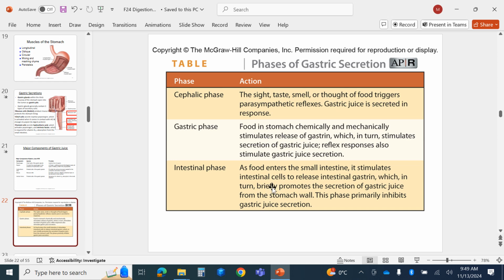Intestinal phase, now we're into the small intestine. As food enters the small intestine, it stimulates intestinal cells to release intestinal gastrin, which in turn briefly promotes the secretion of gastric juices from the stomach wall. This phase primarily inhibits gastric juice secretion. So there's your cephalic, gastric, and then there's your intestinal phase.